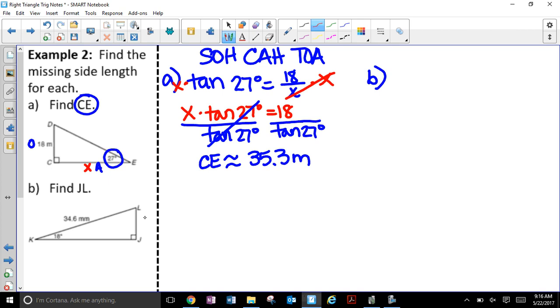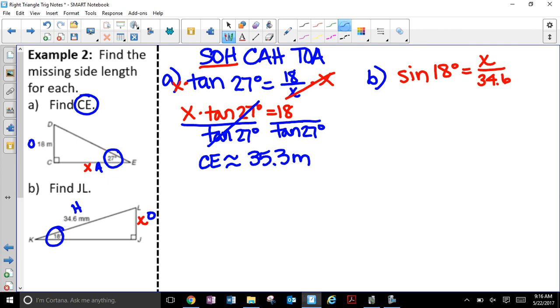Okay, on part B, they're asking you for JL, so that's my X. So with respect to this angle, 18 degrees, X is now my opposite leg, and 34.6 is the hypotenuse. So when we're looking at SOHCAHTOA here, I have O and H, so that means I'm going to use sine for part B. So then your equation is going to be sine of 18 degrees equals opposite, which is X, over hypotenuse, which is 34.6.